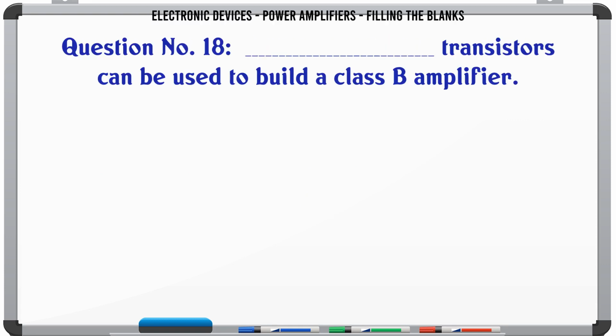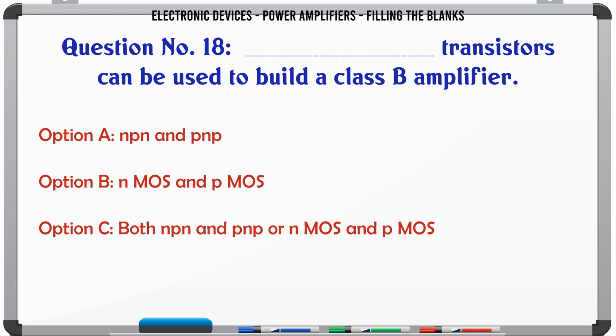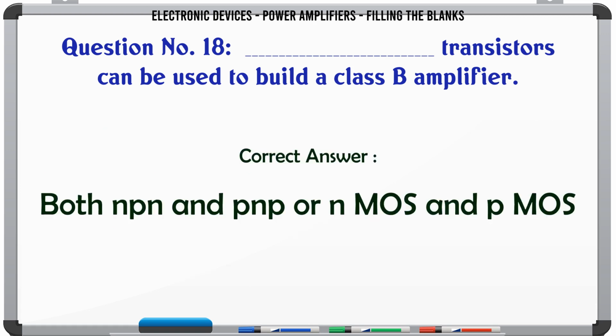Transistors can be used to build a Class B amplifier. A: NPN and PNP, B: NMOS and PMOS, C: both NPN and PNP or NMOS and PMOS, D: none of the above. The correct answer is both NPN and PNP or NMOS and PMOS.